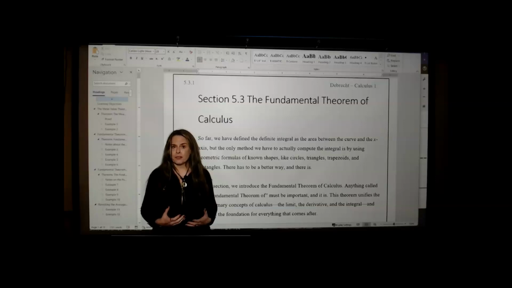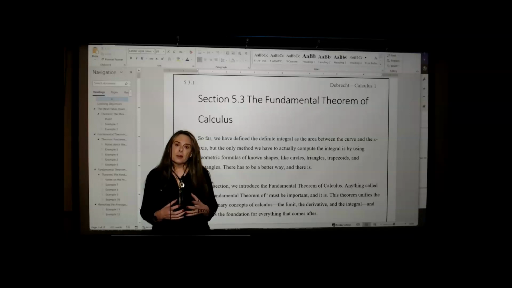Up to now, if we wanted to find the value of a definite integral, we had to use a geometric formula, such as the area of a circle or a triangle or a trapezoid. But this is not a good way to find the area between a curve and the x-axis. We need a better way, and the fundamental theorem of calculus provides that.